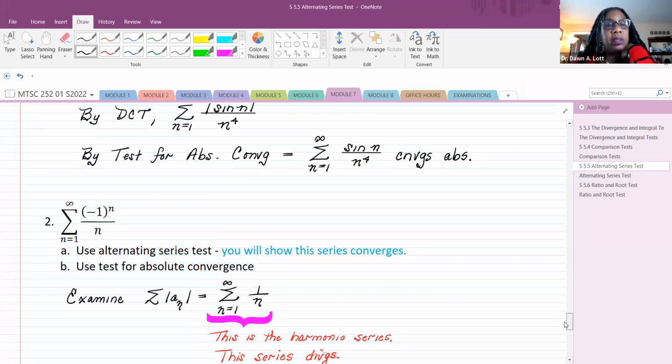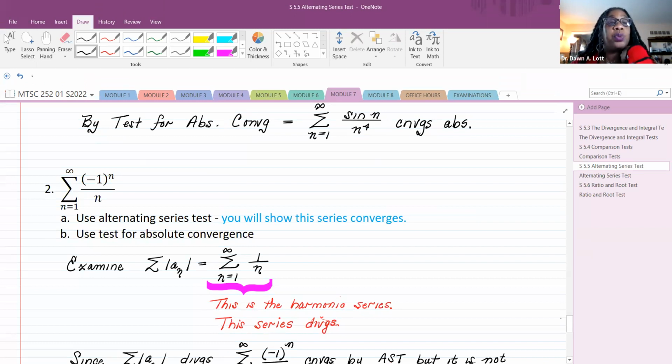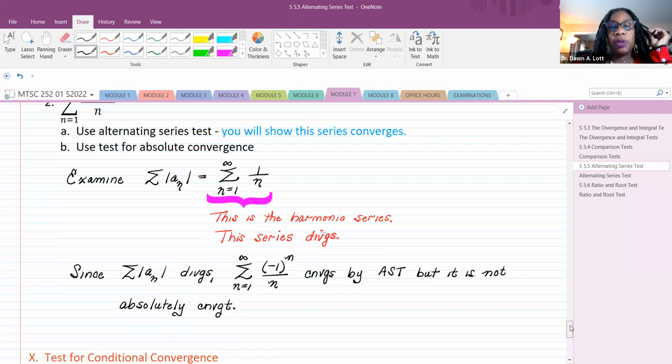And our last example we had was -1 to the n over n. We can use the alternating series test again to show that that series converges. And then we actually did the test of absolute convergence on this, and we were able to show that this absolute value is the harmonic series. And we all know the harmonic series does not converge. So since this does not converge, then we can say this other series does not converge absolutely.